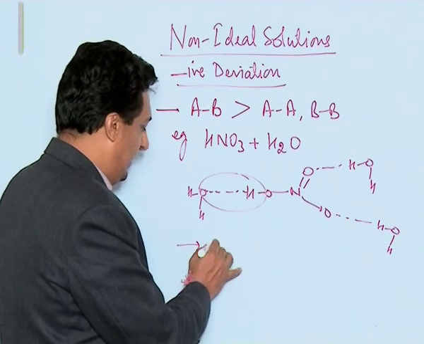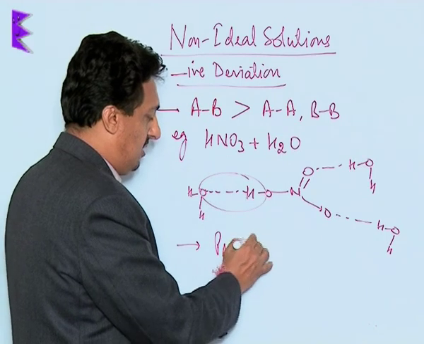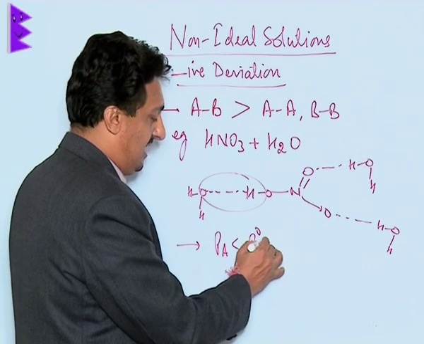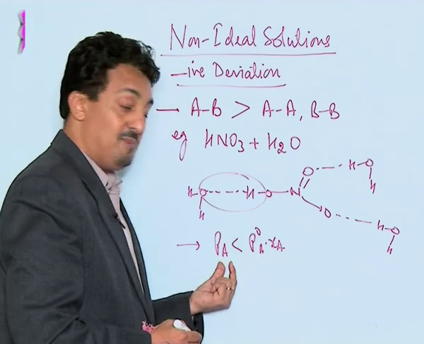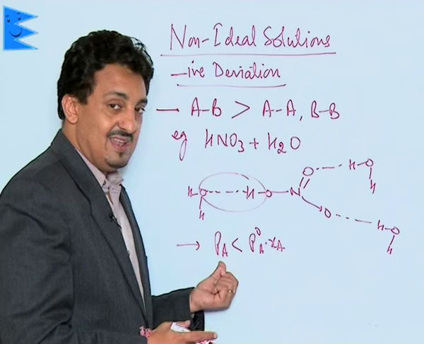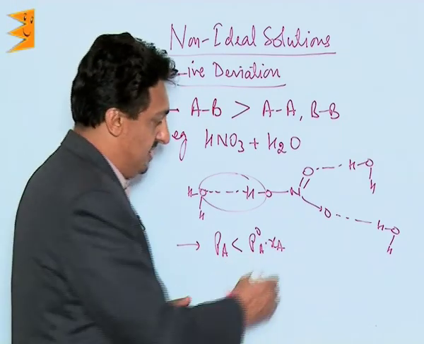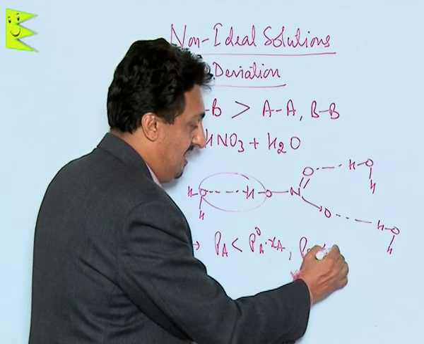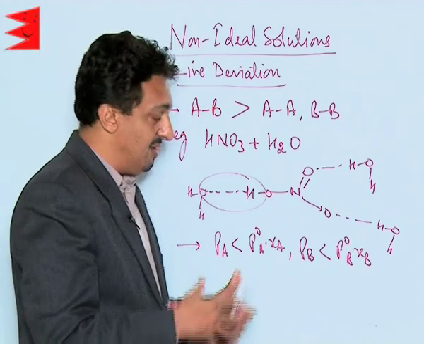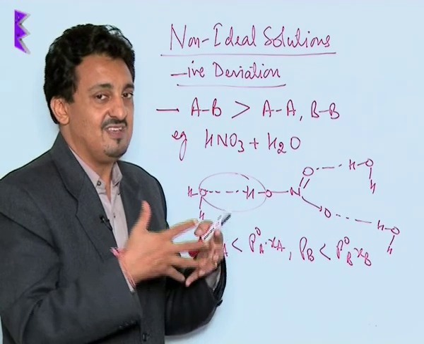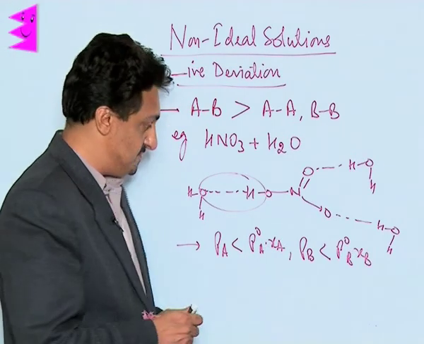Therefore, we can write that PA will be lesser than what it would be from the product of P naught A and XA. This is the value which we get from Raoult's law, and PA is the partial pressure of A. So experimentally it was found that PA is less than the Raoult's law value. Similarly, PB will be less than P naught B XB. Why? Again, because the forces are now in this case stronger. They are much stronger than they used to be in their pure state.